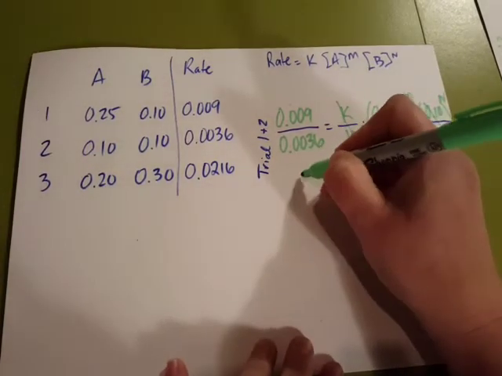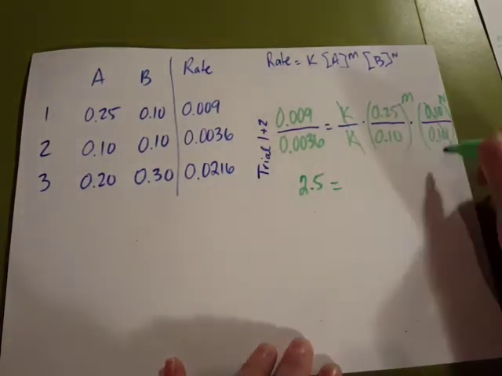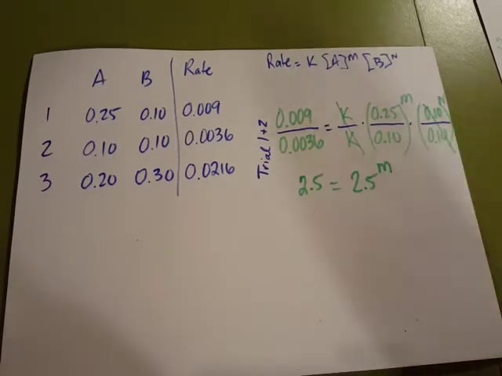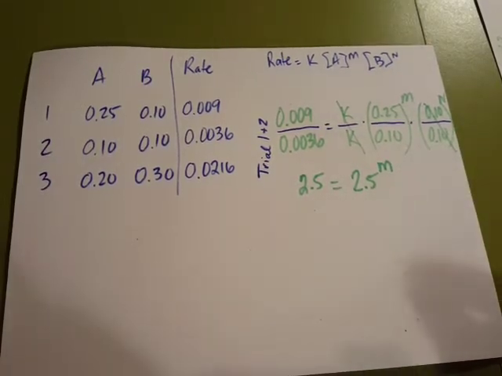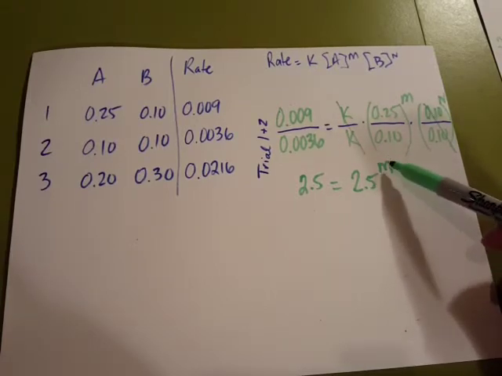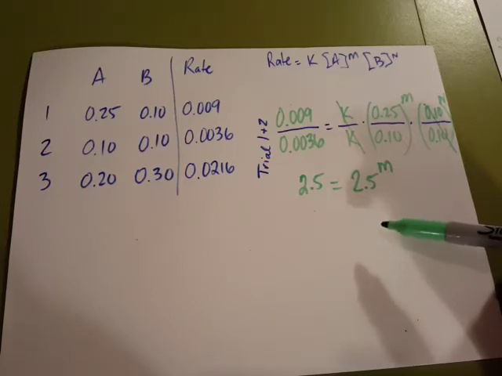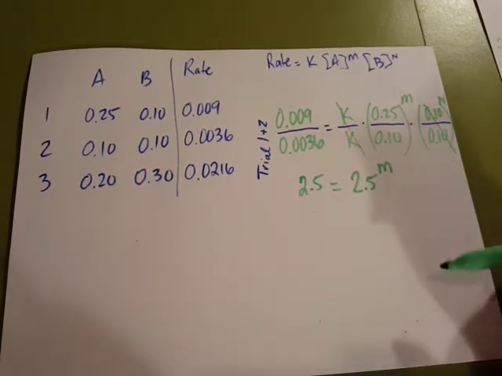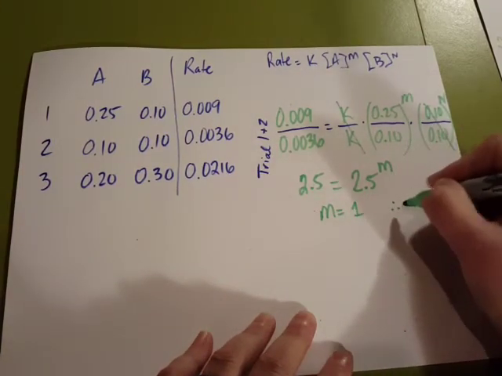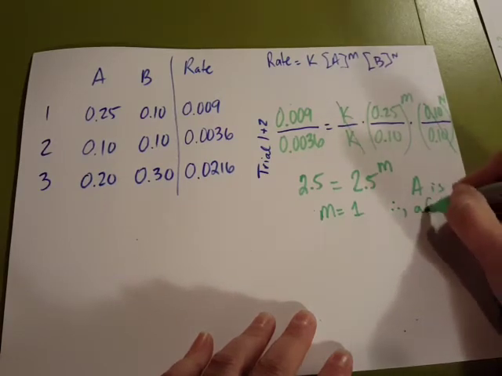Top divided by bottom gets us 2.5 on this side. And also top divided by bottom gets us 2.5 on this side. But we know it's to the power of M. So we want to ask ourselves, 2.5 to what power makes 2.5? We know it's not 0. And we know it's not 2. So therefore, M must be equal to 1. Therefore, A is a first order reactant.